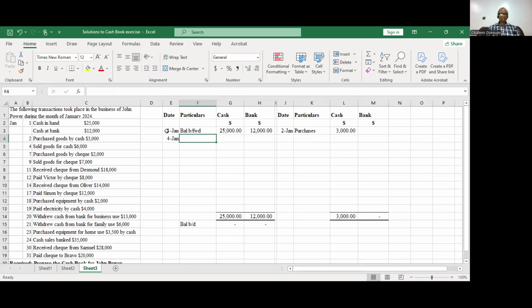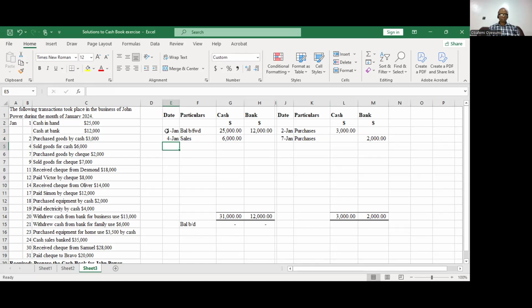On the 4th of January, you have sold goods, so sales for cash. So what does that mean? You're going to post this in your cash column. That's for that particular transaction. Then the next one is 7th of January. What happened again? Goods were purchased, and this time around they use check to pay. So it's going to come in your bank column. So you have $2,000 basically there.